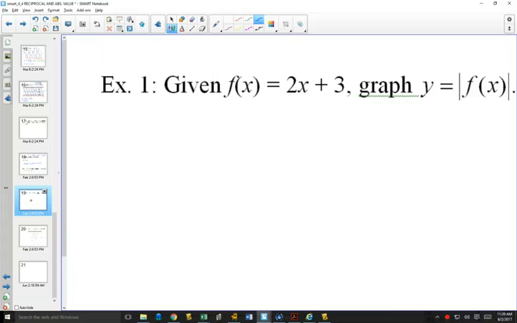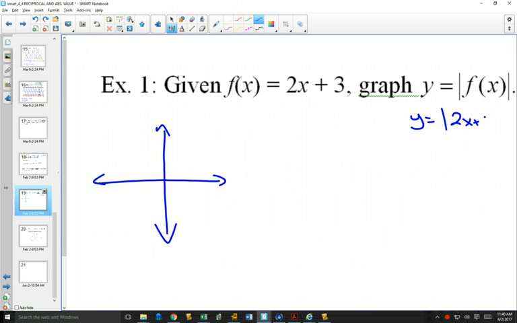So our steps are going to be similar to what we did with our reciprocal graph. We are going to graph our function inside first. So if you had f of x be 2x plus 3, that would be what would be inside your absolute values. And so if I graph 2x plus 3 first, I would have 3 as my y-intercept, a slope of 2, up 2 over 1, up 2 over 1.